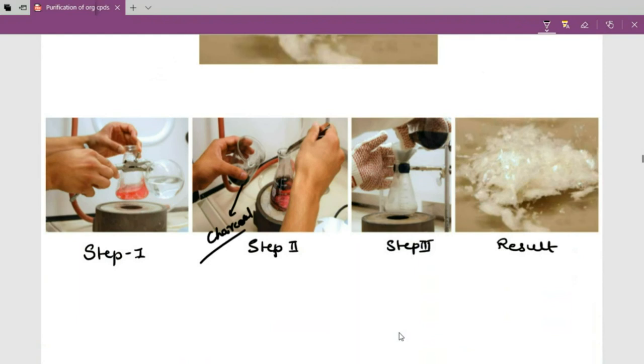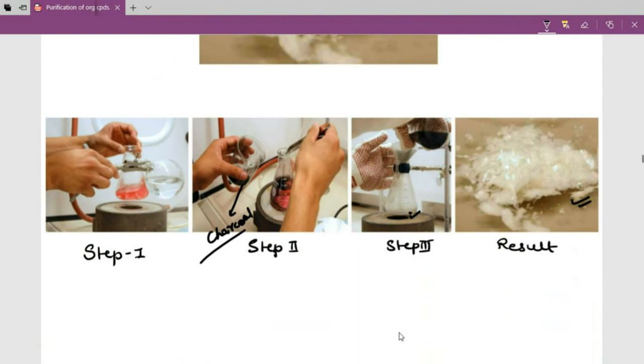Okay, when this is done, then by the gravity separation method, this is filtered and the charcoal is separated. After separation of charcoal, the solution becomes colorless, and then you let it cool. This filtration is done in hot condition, and then you let it cool and filter. You will see this shiny, crystal-like appearance. This is recrystallized benzoic acid.